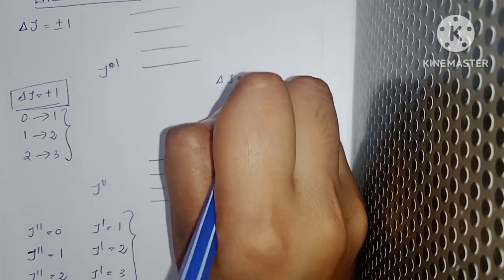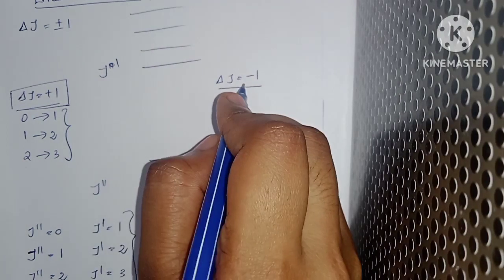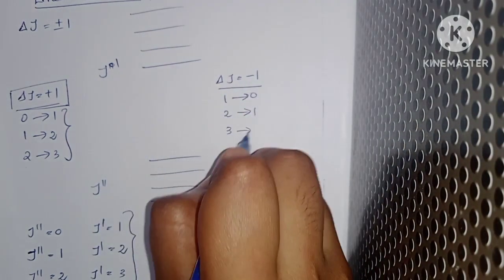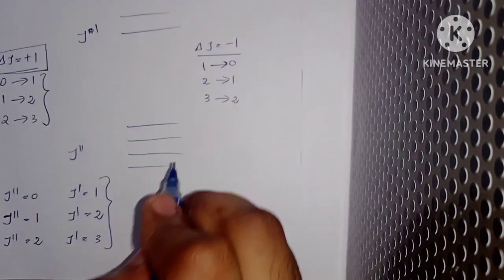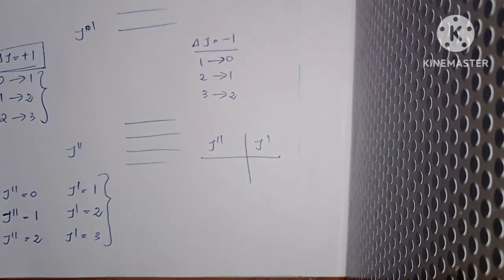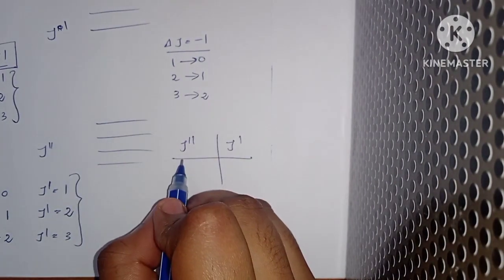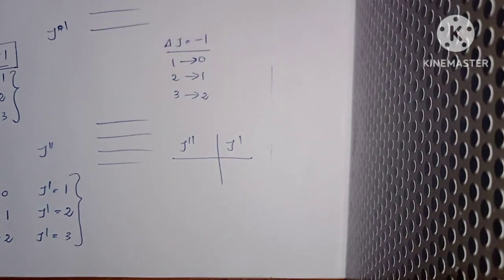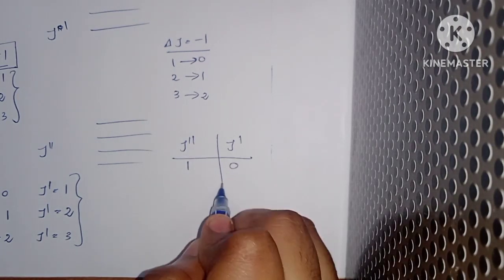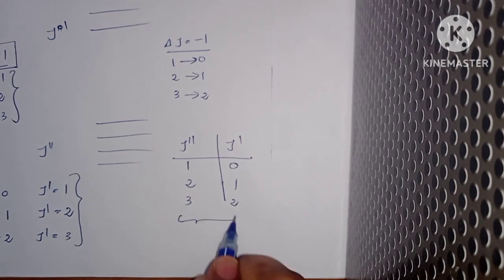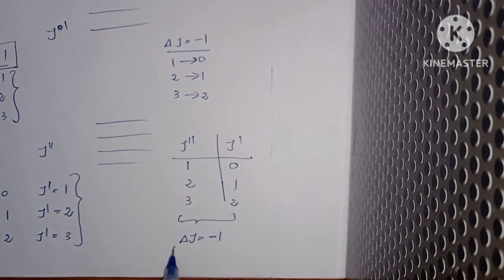If delta J is equal to minus 1, the possible transitions are from 1 to 0, 2 to 1, 3 to 2, like that. Now the values of J dash and J double dash, here J double dash will be 1, and here 0, then 2, 1, 3, 2. So this set indicates the delta J minus 1 case and this set indicates the delta J plus 1 case.